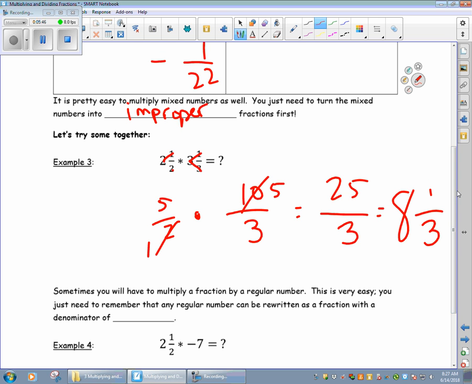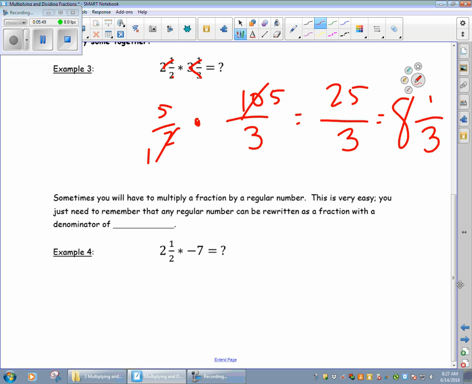Another thing they could do is throw something like this at you. How is this different? Well, obviously, it's a mixed number times a whole number. And that's not that bad. It's actually really, really easy. Any regular number can be rewritten as a fraction with the denominator of 1. So this is really just negative 7 over 1. That's a really easy fraction.